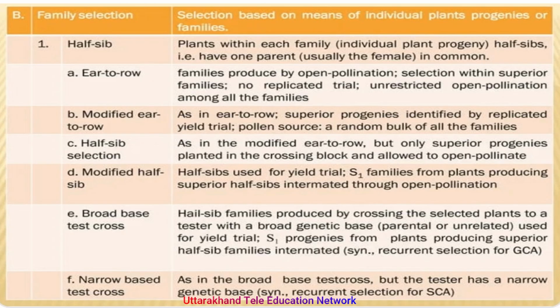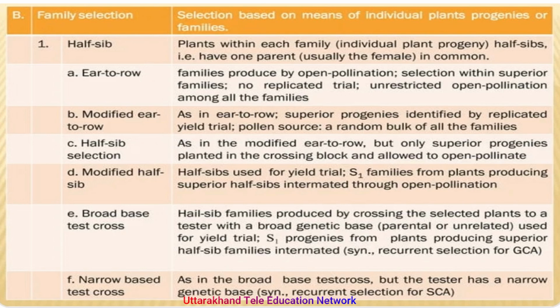Family selection: selection based on the mean of individual plant progenies or families. Half-sibs: within each family, individual plant progenies are half-sibs, that is, they have one parent, usually the female, in common. Ear to row method: families produced by open pollination, selection within superior families, no replicated trial, unrestricted open pollination among all the families.